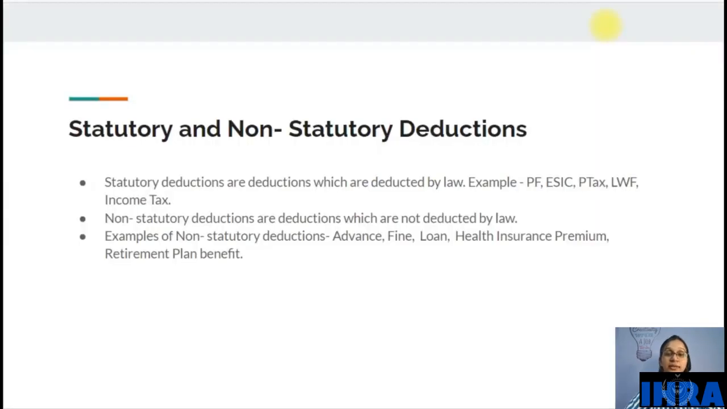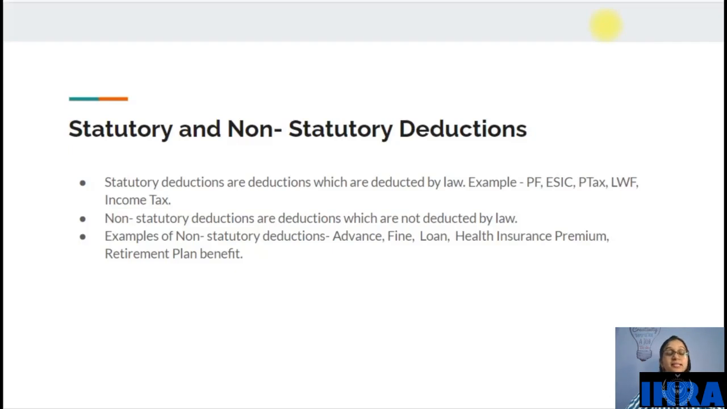What is a statutory deduction? Statutory deductions are the deductions which are deducted by the law. That means that the government has asked to deduct all these deductions before giving the salary to the employees. This includes PF, ESIC, P-tax, LWF, income tax.